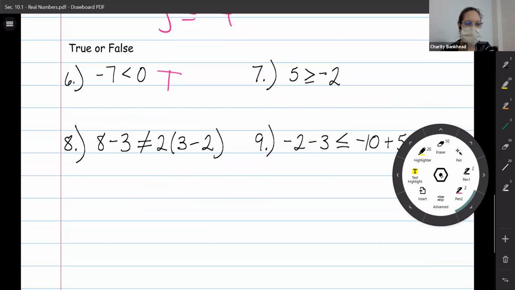Number 7 says 5 is greater than or equal to -2. So is that true or false? Okay, someone said false. Someone always says false. But it's actually true. So the statement says 5 is greater than or equal to -2. Only one of those can be true. They can't be both true at the same time. It's either greater than or it's equal to. So it's never going to be greater than and equal to, right? It's just going to be one or the other. So 5 is greater than -2, so therefore that statement is true. Okay, does that make sense?